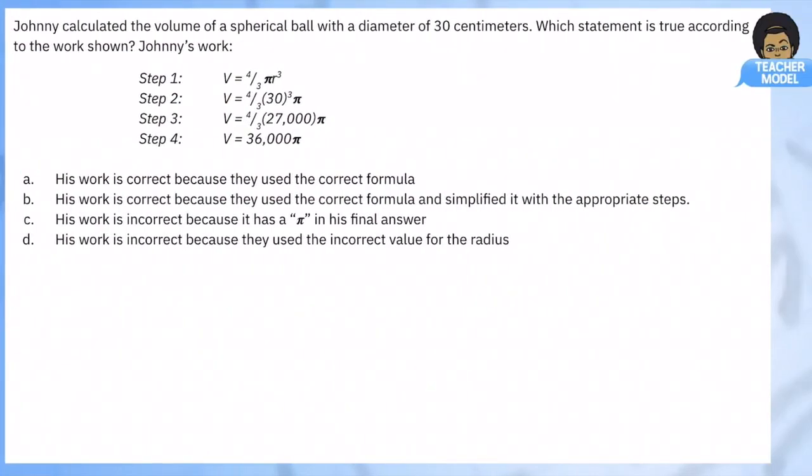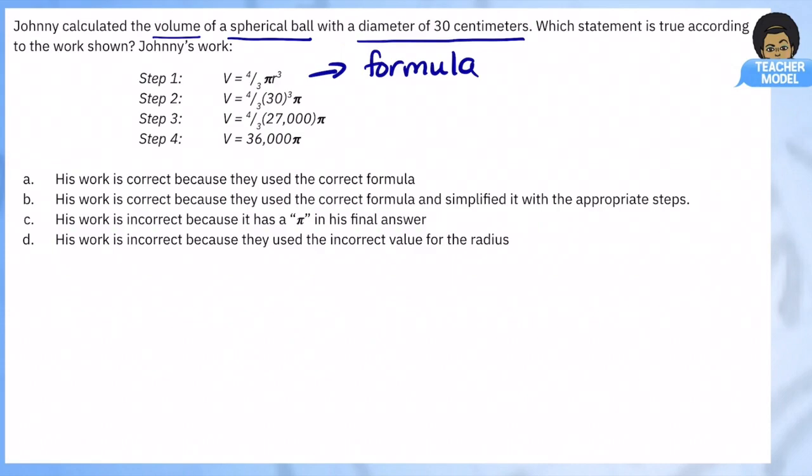It's actually just going to be one problem. We're going to look at Johnny's work. He has a ball, and we're going to look at the volume and try to figure out, did he do this correctly? In his example, he has a diameter of 30. That's a big key popping up, and we want to know which statement is going to be true. Looking at his work, what do we notice? He started with a formula, and it's the right formula: volume equals 4/3 pi r cubed.